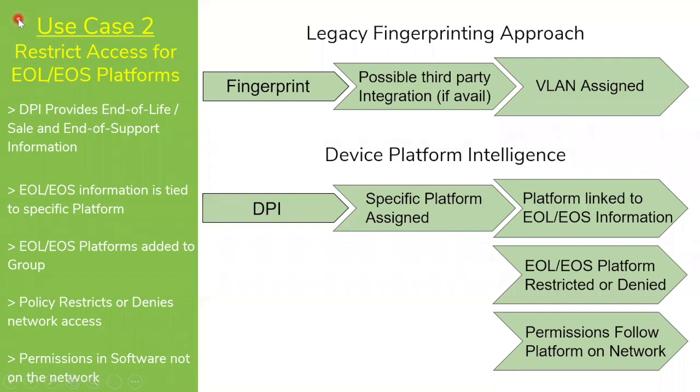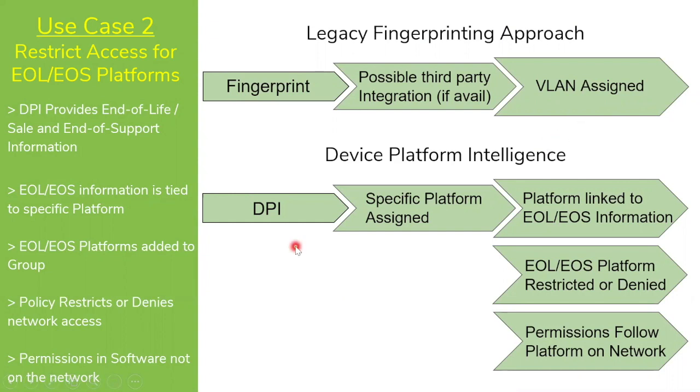Another use case is for end of life, end of sale, end of support platforms. So when we talk about legacy fingerprinting, this information is typically not part of the picture at all and not available. So a device type is normally assigned and that's it. If you are able to do this, typically it's going to require some kind of third-party integration if available, and that may cost more, and then there'll be some kind of action like assign a VLAN.